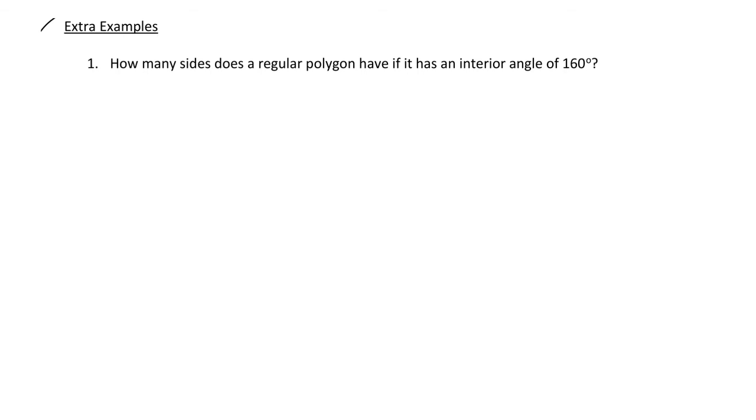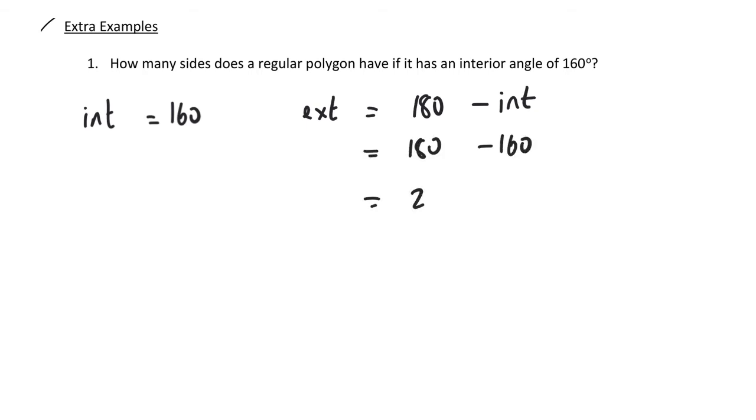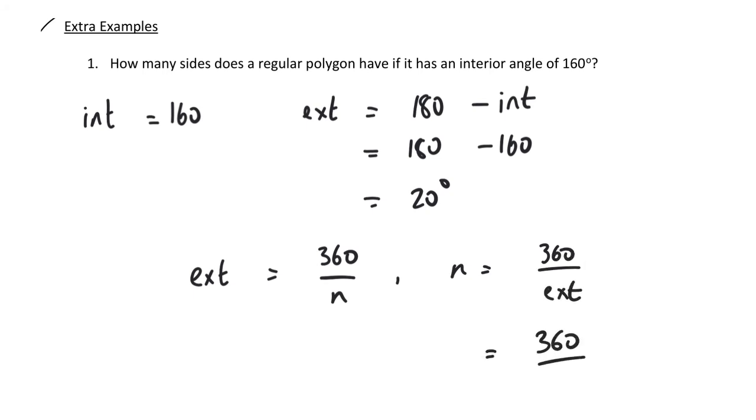So just some extra examples to finish. How many sides does a regular polygon have if it has an interior angle of 160? Well, if the interior is 160, the exterior is 180 minus the interior, which is 180 minus 160, which is 20 degrees. We know that the exterior angle of a regular polygon is 360 divided by the number of sides. So the number of sides is 360 degrees divided by the exterior angle. So 360 divided by 20, we get that the number of sides is 18.